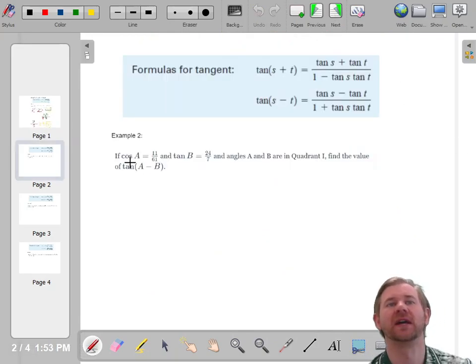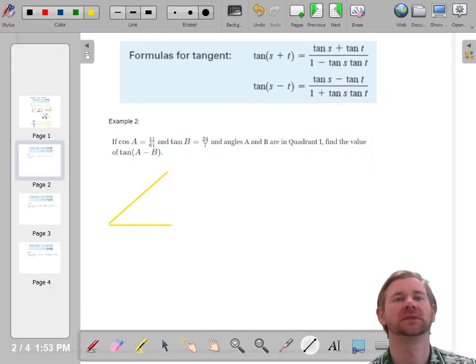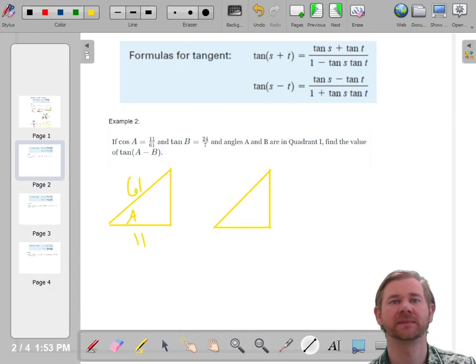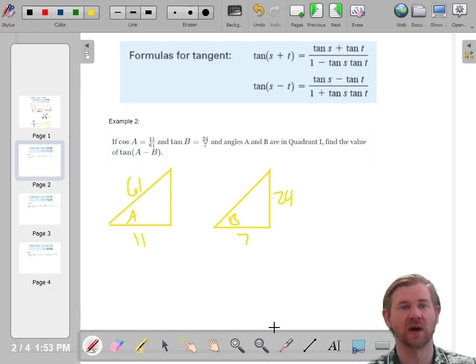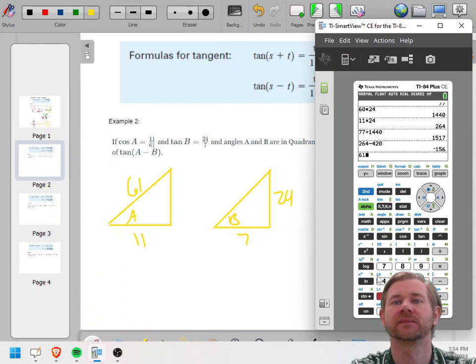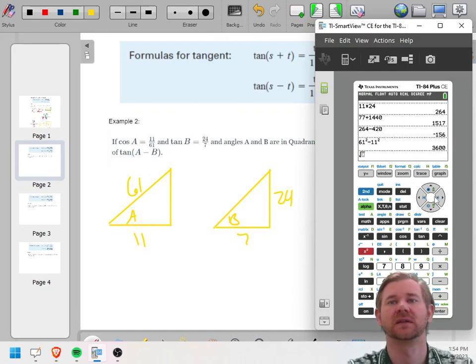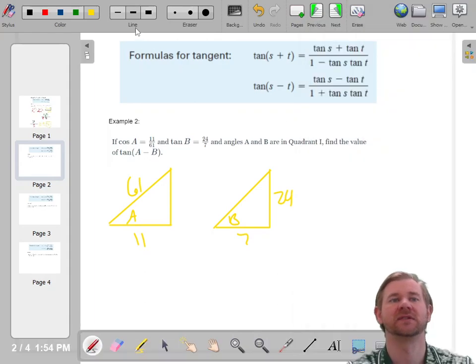Let's try another one. This says cosine of A is 11 over 61, so I'm going to draw a helper triangle for that one. This is 11 and 61. And then I need another one for B, so for tangent of B, 24 over 7. So I'll do the Pythagorean theorem for this first one. 61 squared minus 11 squared is 3,600, so the square root of that is 60. So the missing side here is 60.